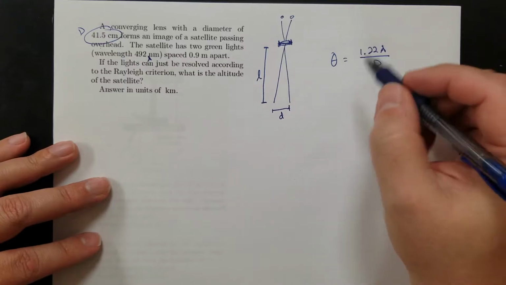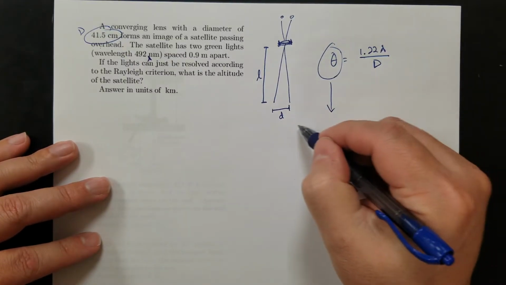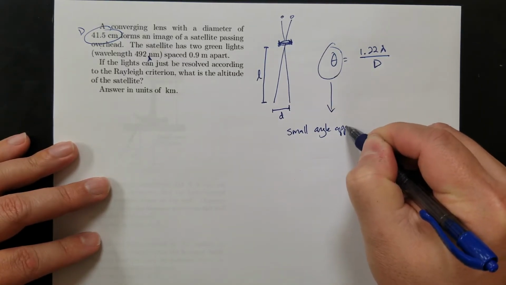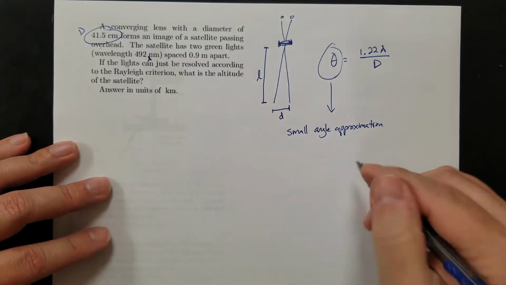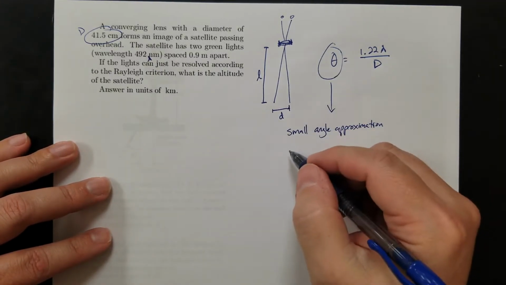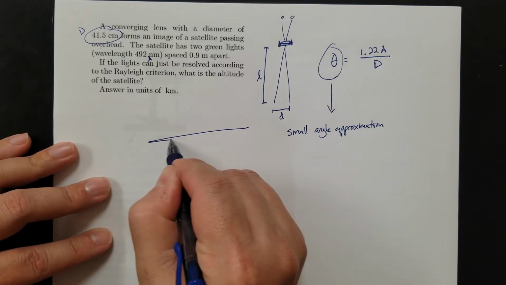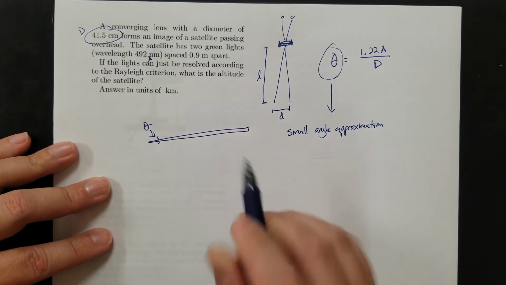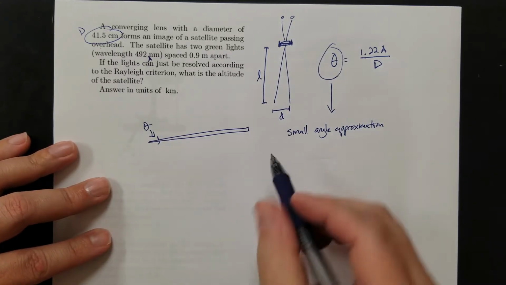Okay, so once we know theta, I can take this down here, and I can use the small angle approximation. Remember, the small angle approximation works for small angles, right? It says that if I take a triangle and make a super, super skinny triangle that looks like this, where this is some angle down here, that triangle looks like basically a straight line, but it's really a really small triangle.